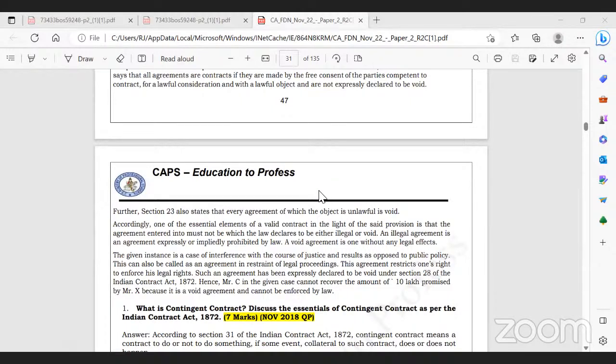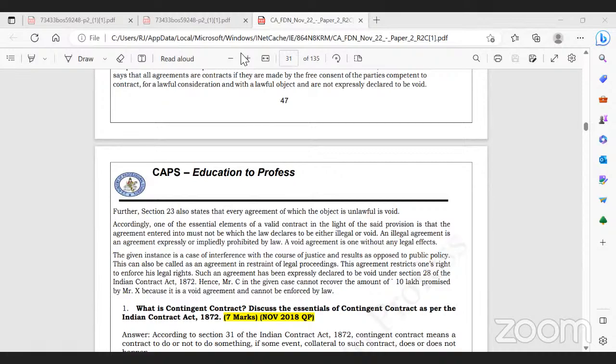Accordingly, one of the essential elements of a valid contract, in the light of the said provisions, is that the agreement entered into must not be one which the law declares to be either illegal or void. An illegal agreement is an agreement expressly or impliedly prohibited by law. A void agreement is one without any legal effects. The given instance is a case of interference with the course of justice. Remember, agreements opposed to public policy. You cannot bribe a judge or a lawyer or a judicial officer to give a judgment in your favor.